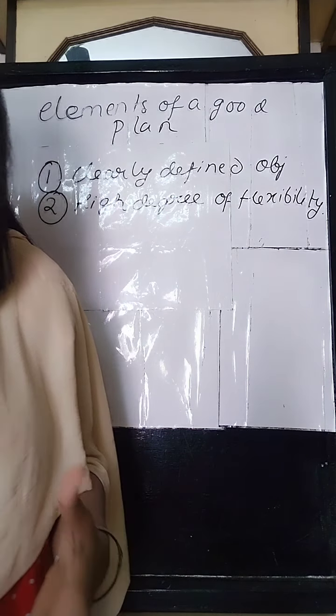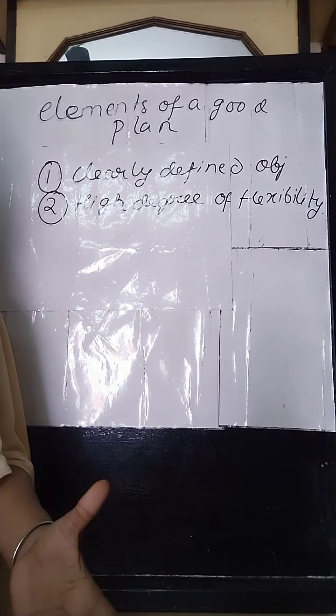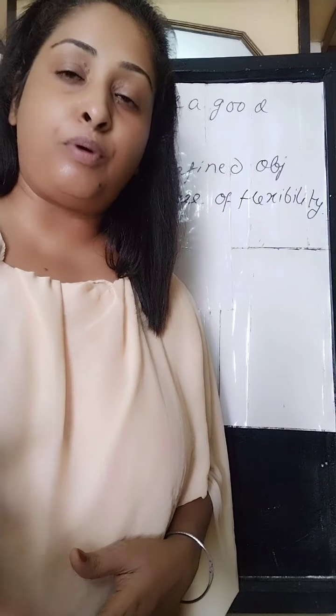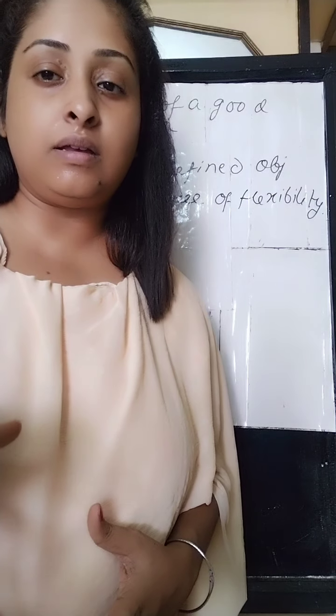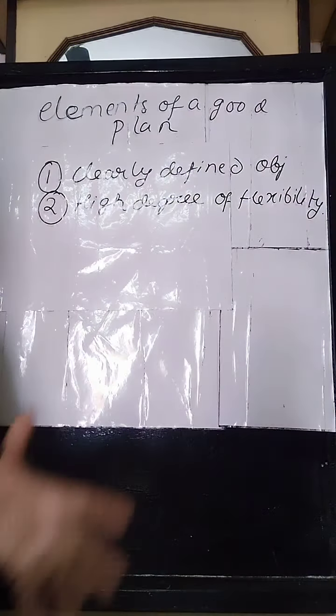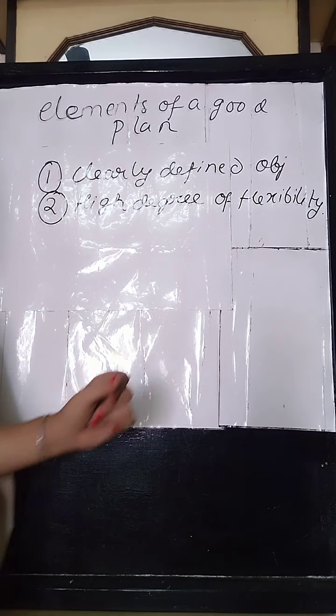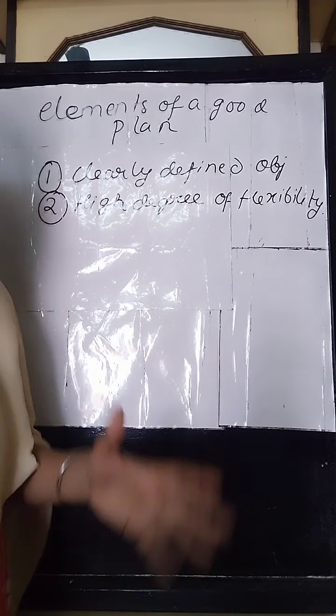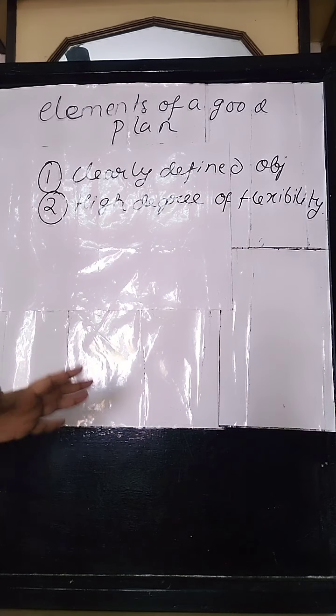If any kind of external constraints come in the way, then according to that, refinement and modification is possible in the planning. It should be of that kind. So there should be a high degree of flexibility according to the situation. Refinement and modification should be there in the planning always.